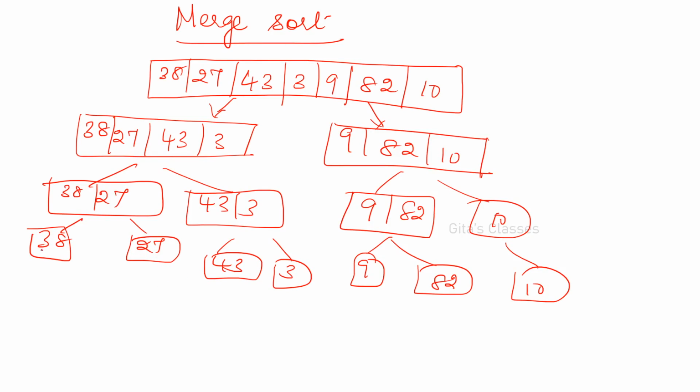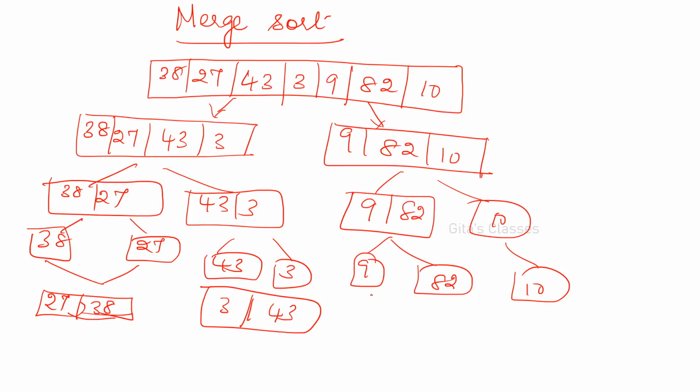Now what you have to do is combine these two by solving. What is the solution here? You have to arrange them in order. So 27 and 38. Arrange them and combine. Then here 3 and 43. You sort them and then combine. Here 9, 82. Then 10 only.